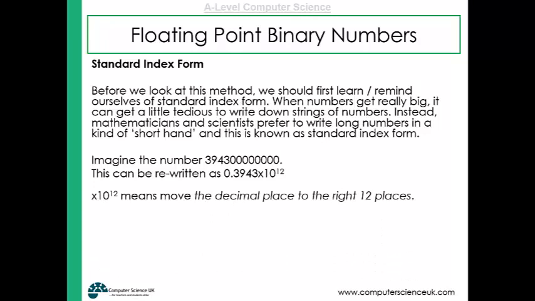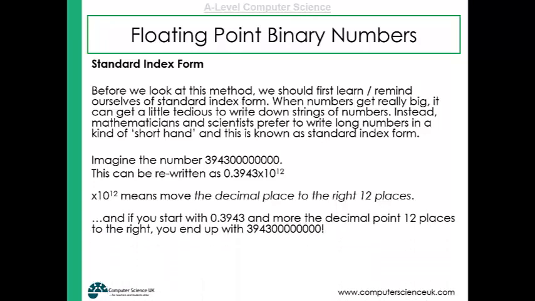Now remember, times 10 to the 12 means effectively move the decimal place to the right 12 places. So if you started off with 0.3943 and then you move that decimal point 12 places to the right hand side, you would end up with that original number. So standard index form is a really neat and tidy way of representing large numbers.